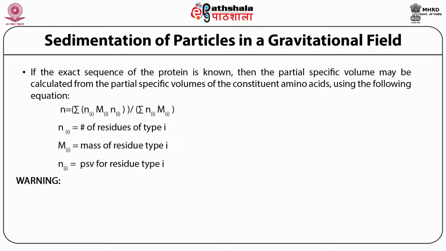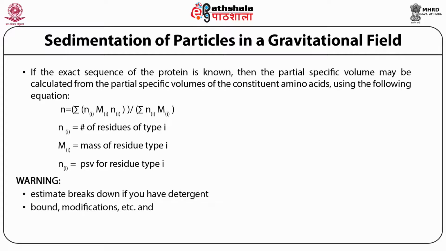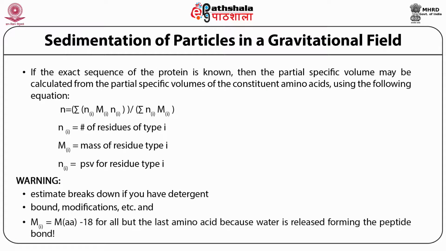However, you must be aware that the estimate breaks down if you have detergent, bond modification, etc. And 18 is always deducted from the molecular weight of the amino acid, because once the amino acids in a protein form the peptide bond, one water molecule is released per peptide bond, that's why 18 has to be deducted. So, these are the parameters used for the calculation of partial specific volume of a molecule.